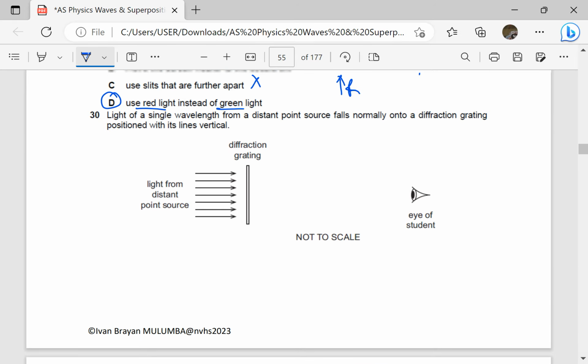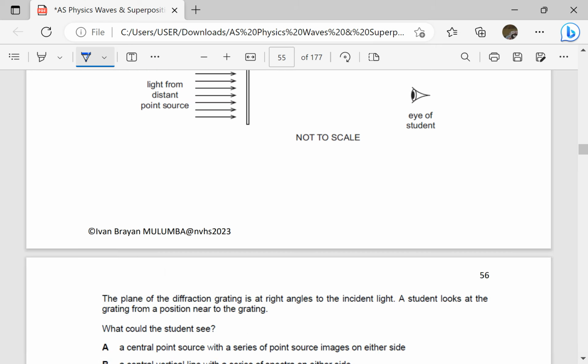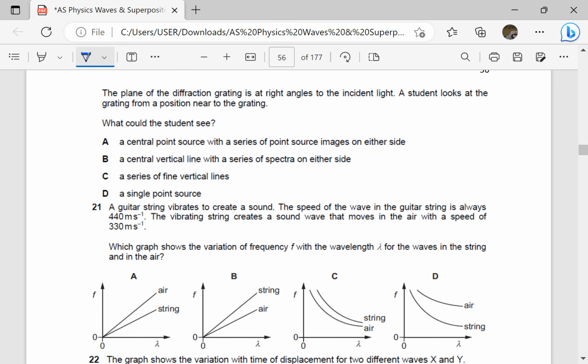So because it is light of a single wavelength from a distant source falling onto a diffraction grating positioned with vertical lines, it means the student must also see a series of fine vertical lines on the screen, which would be like the images of these slits.